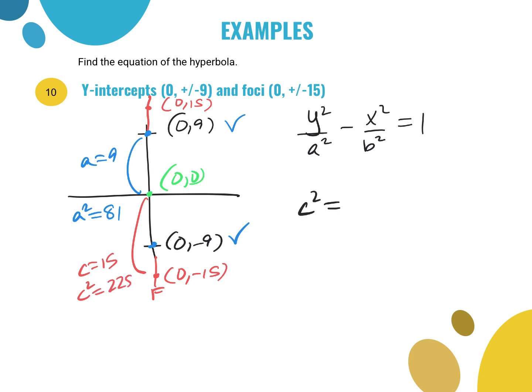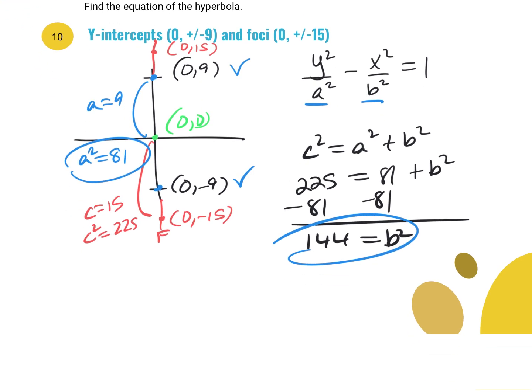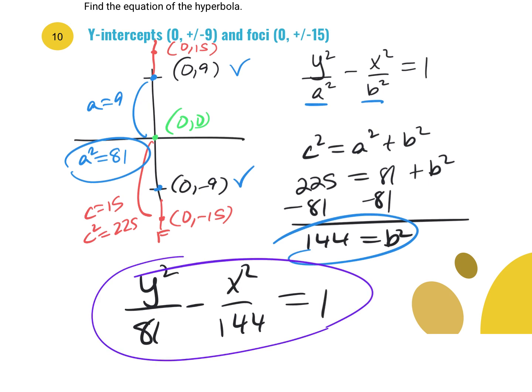So in order to find b squared, I have to use c squared equals a squared plus b squared. So I'm going to fill in the 225 for c squared. I'm going to fill in 81 for a squared, and I don't know b squared. Subtract 81, 144 equals b squared. Now I have everything I need in order to fill in these two numbers. So my final answer here is going to be y squared over 81 minus x squared over 144 equals 1. And that is my equation given the y-intercepts and the two foci.